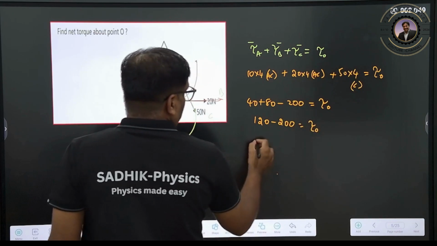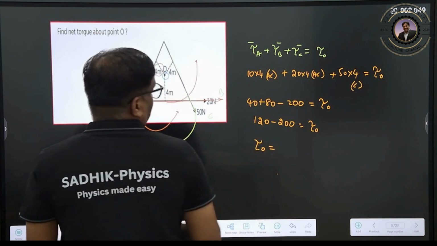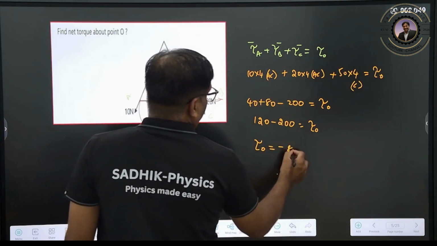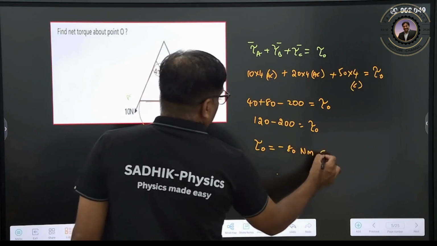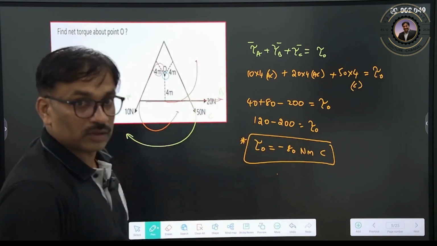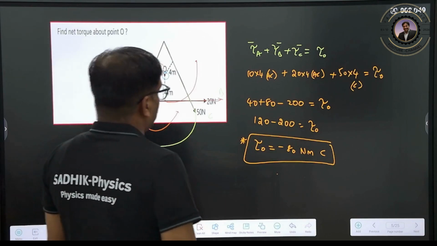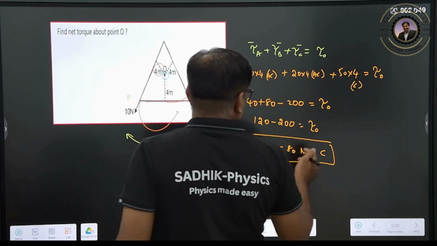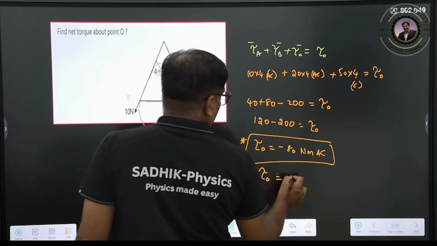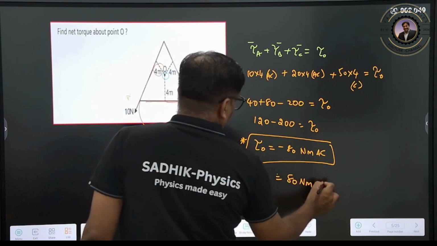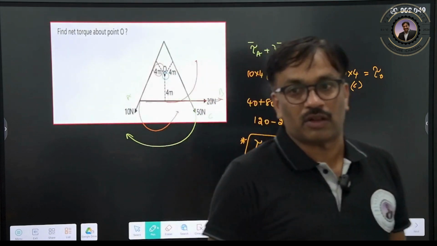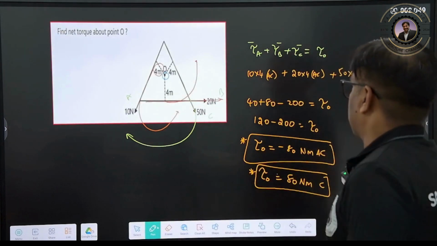So torque at O will be equal to minus 80 newton meter, that is nothing but clockwise. This is your anti-clockwise. So you can take torque at O as equal to 80 newton meter, clockwise. Clear? In this way you can solve the problems related to this.